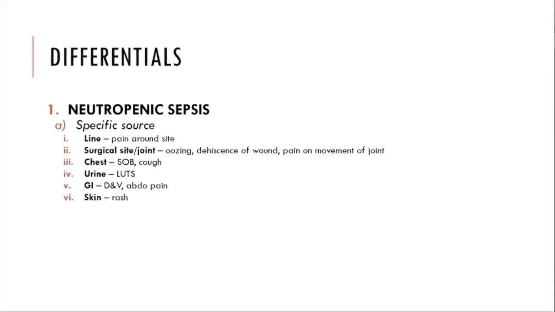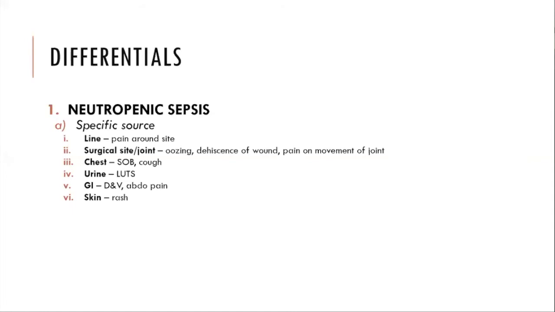That's really important. It might be due to a line. She's having active chemotherapy, so she's going to have some kind of central line in, something like a Hickman line or a PICC line. So it might be from the line. It might be a surgical site or joint infection. I've just written things commonly that you might see, which I'm sure you're already familiar with. If it's a line infection, you might see pain around the site of the line insertion.